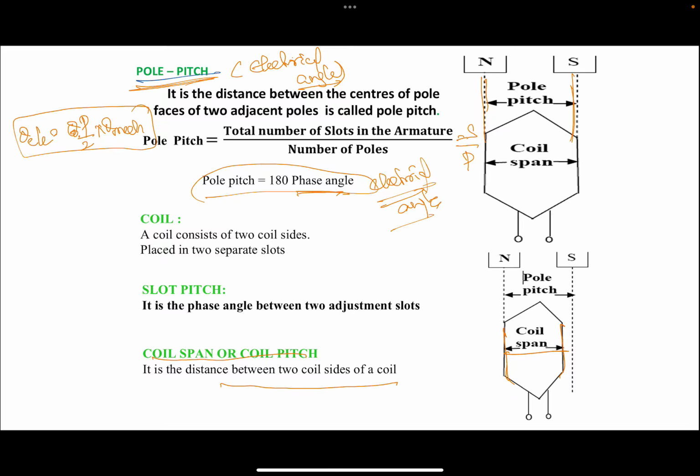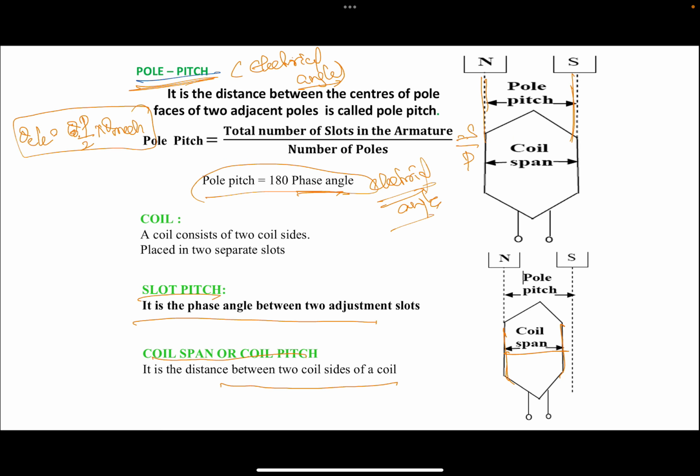And one more concept, slot pitch. The phase angle between two adjacent slots is called slot pitch.